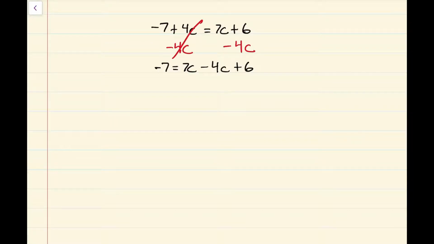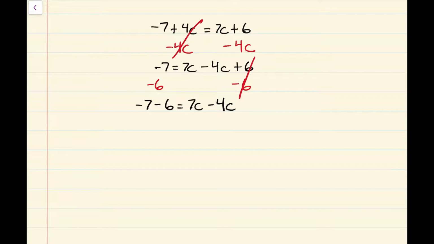And now what we're going to do is also subtract 6 from both sides of the equation so that these two can just cancel out, because plus 6 minus 6 is equal to 0. So then we would just have negative 7 minus 6 is equal to 7c minus 4c. Okay guys, so now let's continue the question. Negative 7 minus 6 is going to give us negative 13, and 7c minus 4c is going to give us 3c.